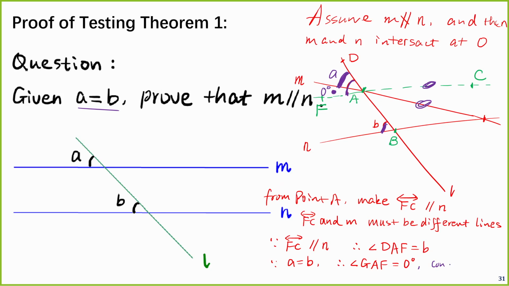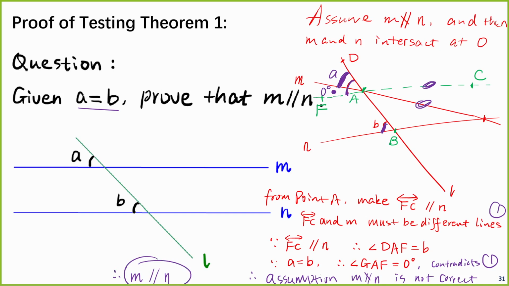So this contradicts the assumption here. Therefore, you have found a contradiction. Then the assumption must not hold. So the assumption that M is not parallel to N is not correct. If the assumption is not correct, M must be parallel to N. This is the only possibility, right? So therefore, we have proved when corresponding angles are equal, then the two lines are parallel. You get it?